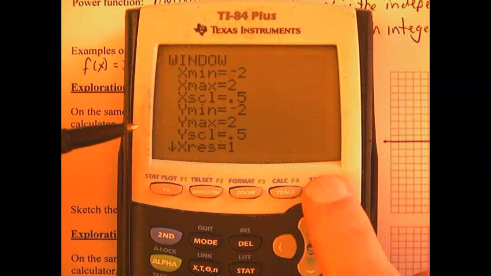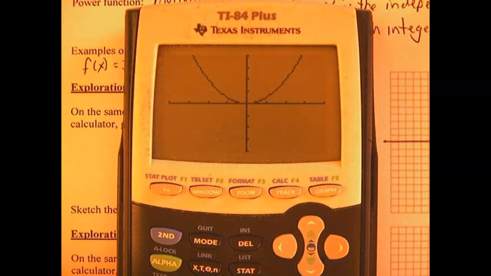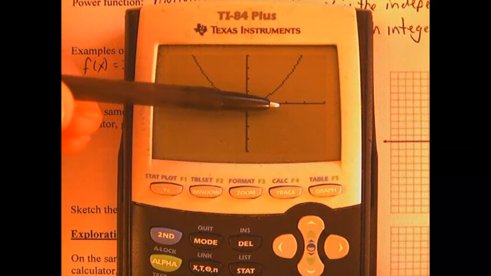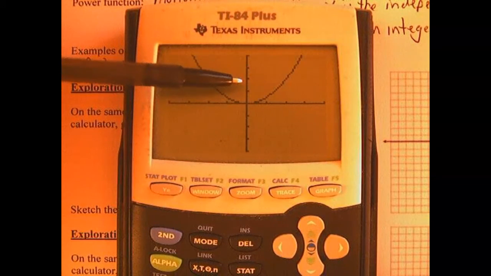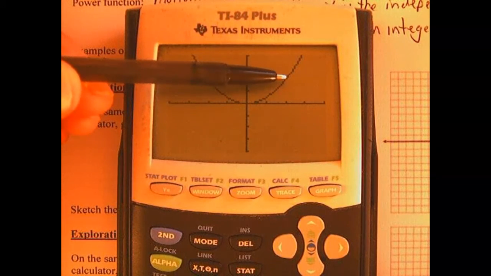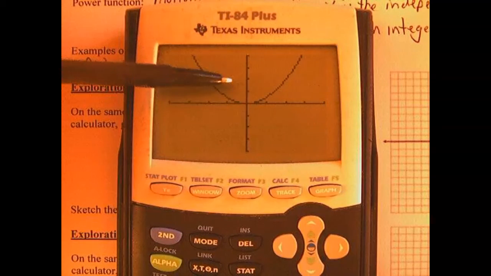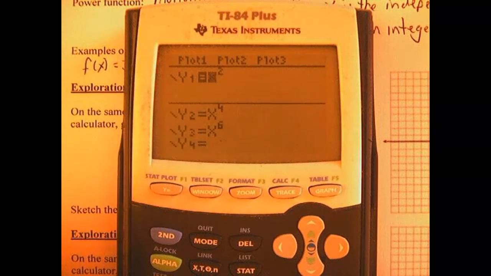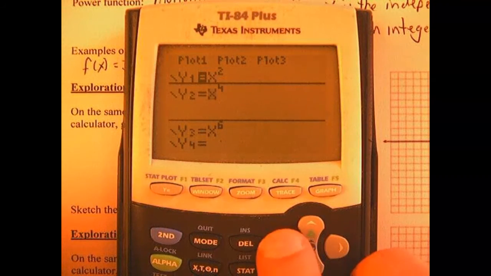And then let's take a look at our parabola. Okay, we already know what to expect. We know it's a parabola. We know the general shape. What's important here is that this point is 1. And then over here is up 1. So this is the point 1, 1. Keep an eye on that point, okay? And then also this is -1, 1 right here. Keep an eye on that point. Now we're going to add on x to the 4th. Let's see what happens.